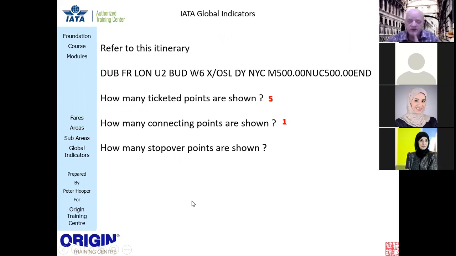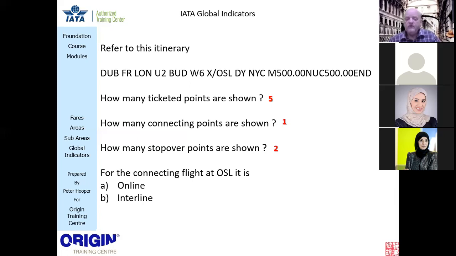Now, let me ask you, do I count New York as a stopover point? No, this is a destination. Right. So is London a stopover? Yes. Budapest? Yes. Oslo is not a stopover, so we have only 2. And this is a very common exam type question asking you to analyze the itinerary.